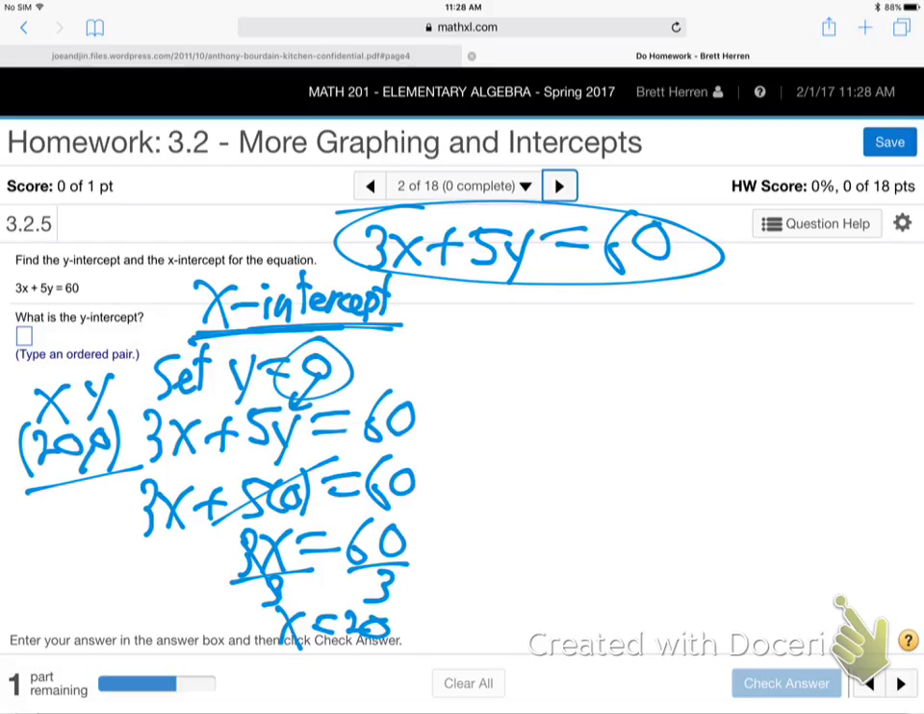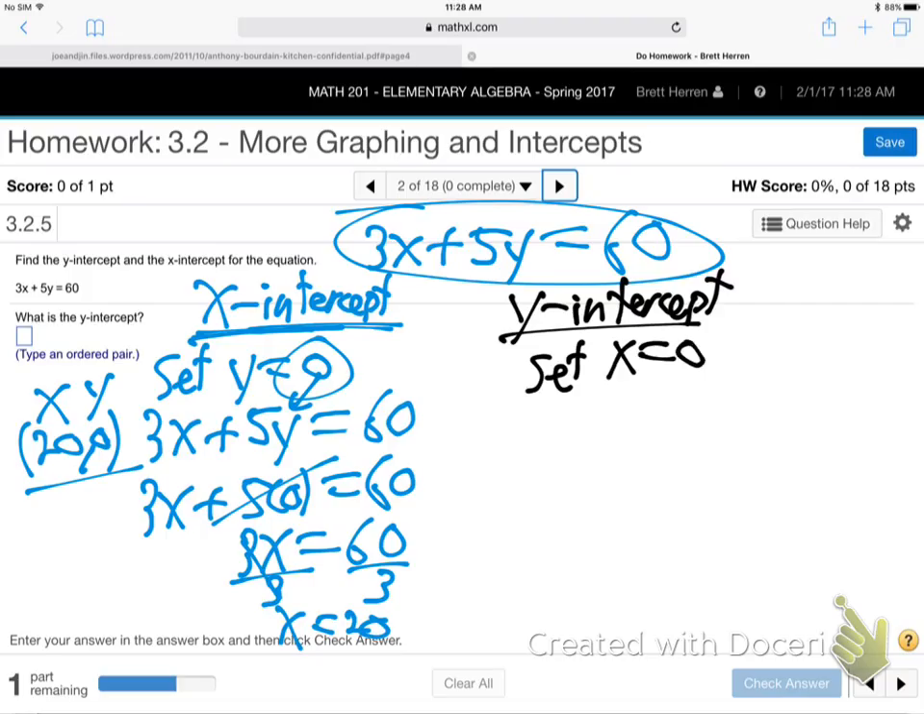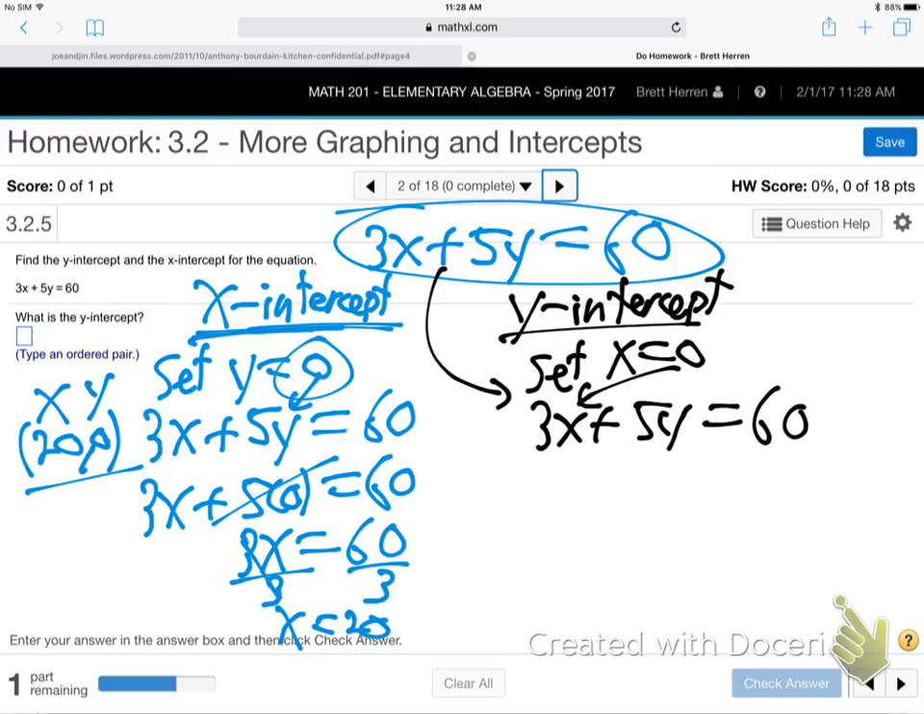Now, let's go over and do the y-intercept. So what are we going to do to find the y-intercept? Make x 0. We start over with the same equation again, 3x plus 5y is 60. Plug in the 0 there.